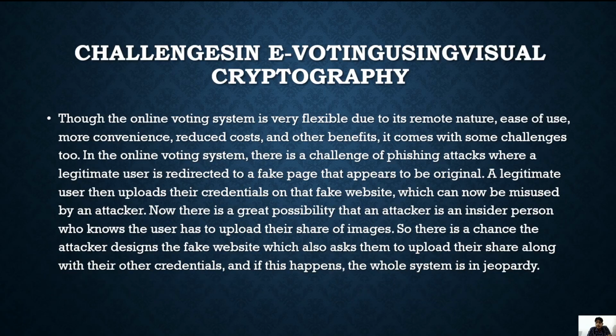Challenges in e-visual cryptography. Though the online voting system is very flexible due to its remote nature, ease of use, more convenience, reduced costs, and other benefits, it comes with some challenges too. In an online voting system, there is a challenge of phishing attacks, where a legitimate user is redirected to a fake page that appears to be original. A legitimate user then uploads their credentials on a fake website, which can now be misused by the attacker.